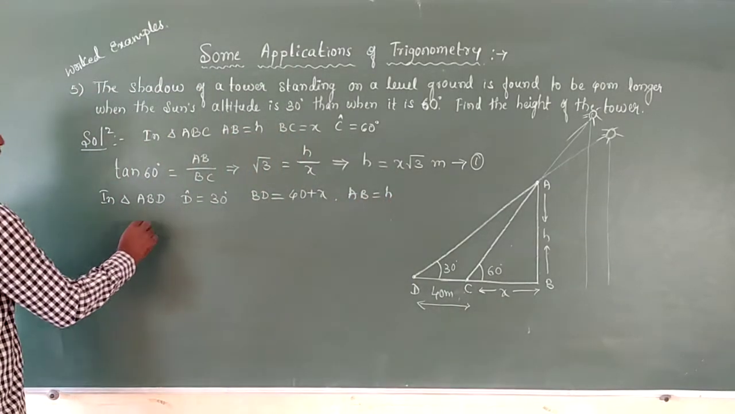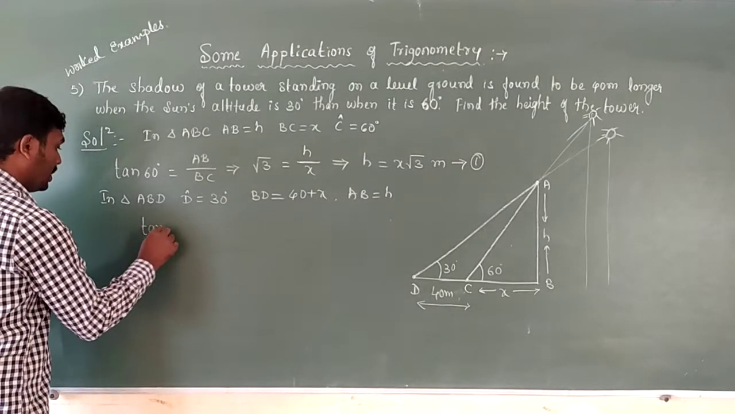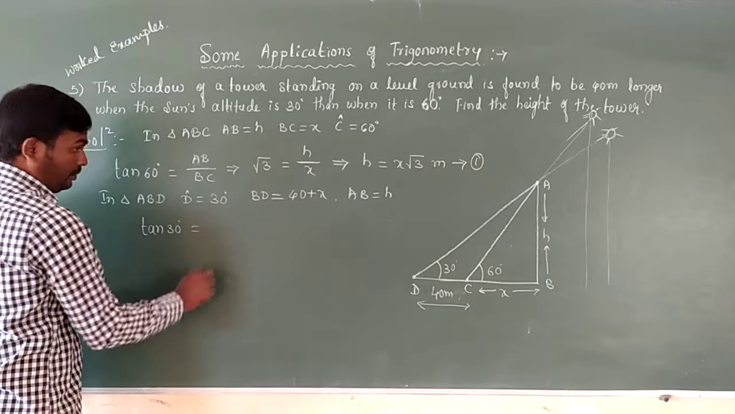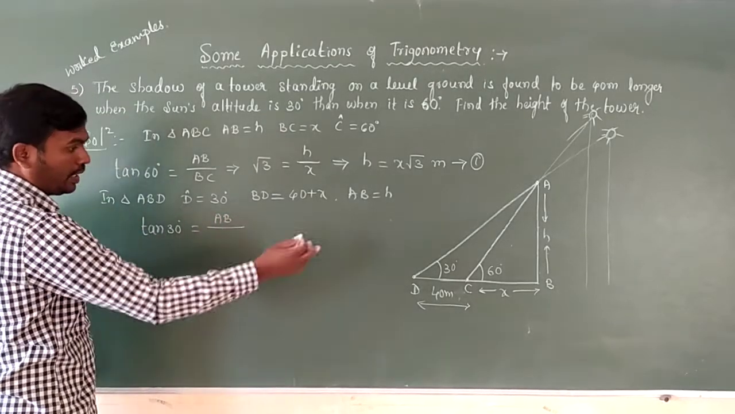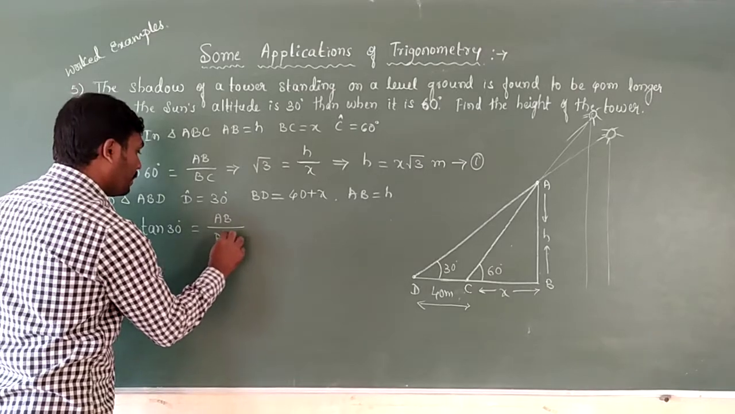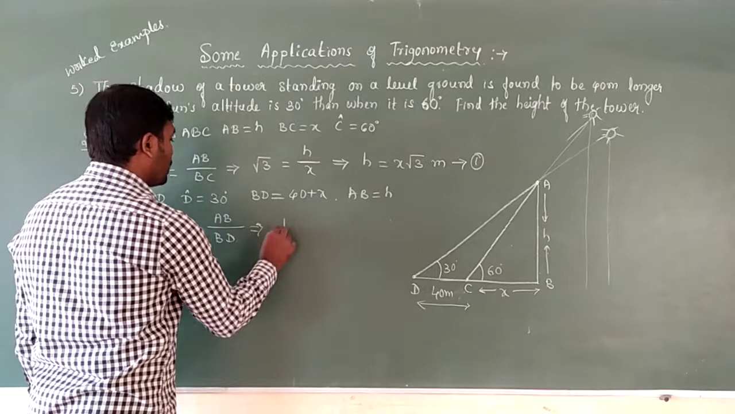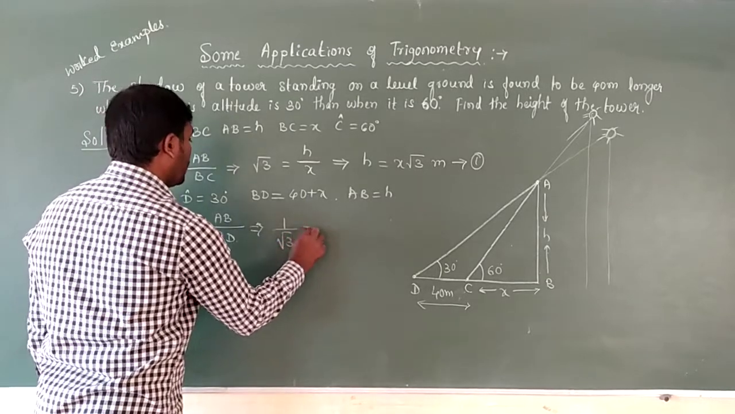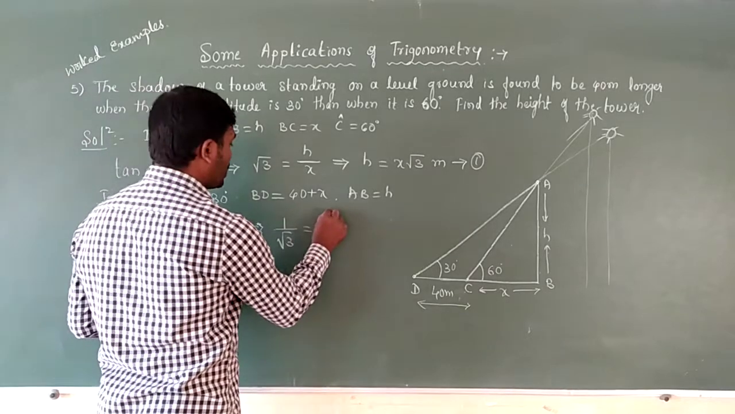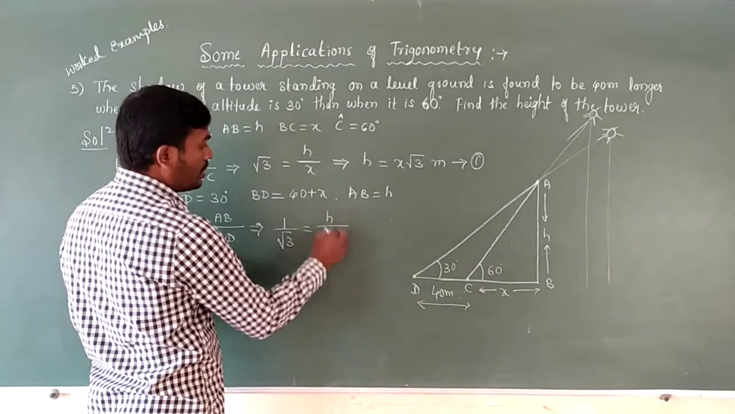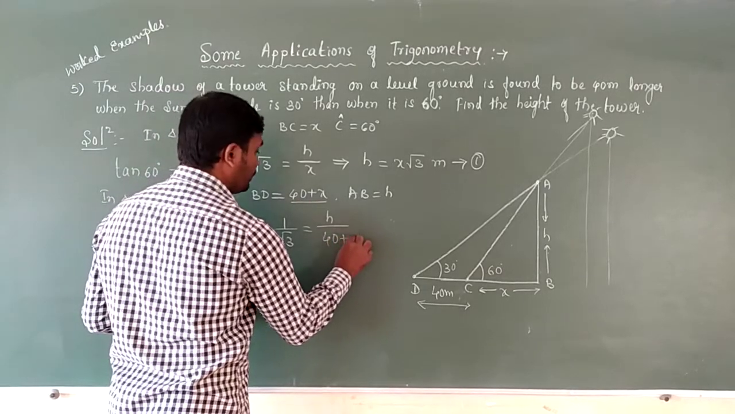Let us simplify this one again by using the opposite and adjacent relation, that is tan 30 degrees is equal to opposite AB divided by adjacent BD. So this implies tan 30 is what? 1 by root 3. Tan 30 is 1 by root 3. 1 by root 3 is equal to AB, that is H, divided by BD. BD, we know it is 40 plus X.